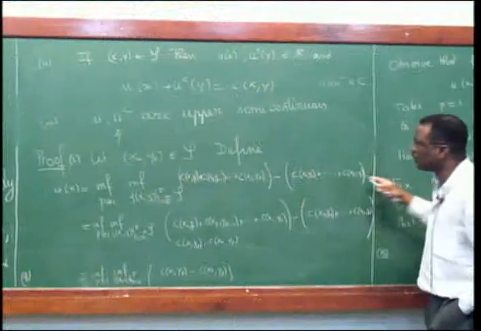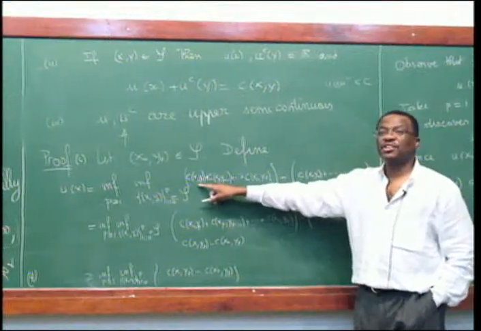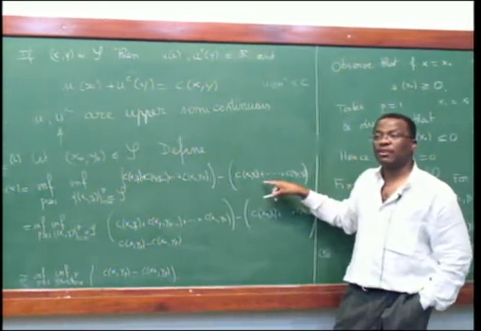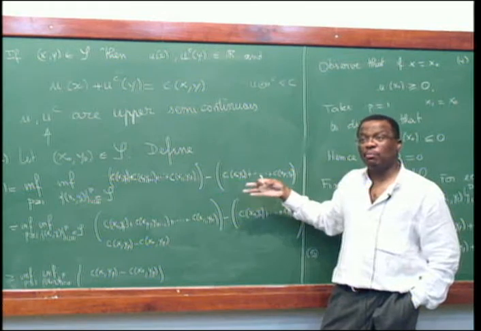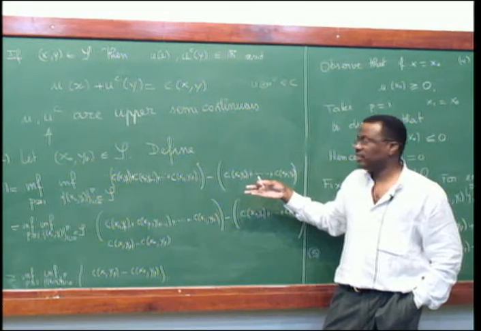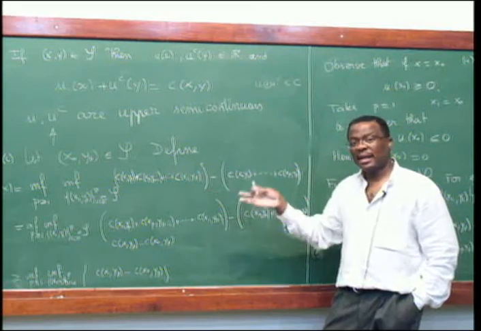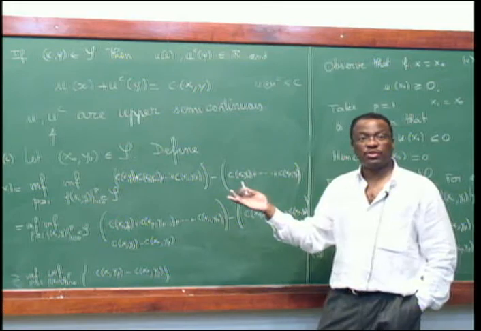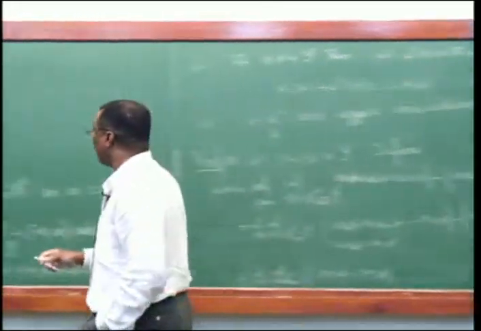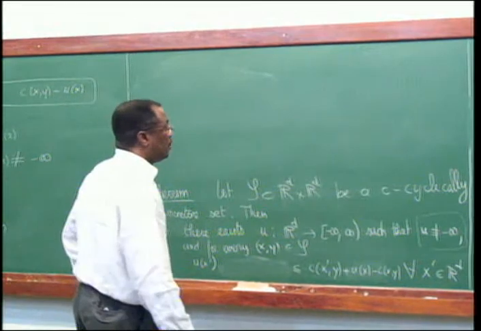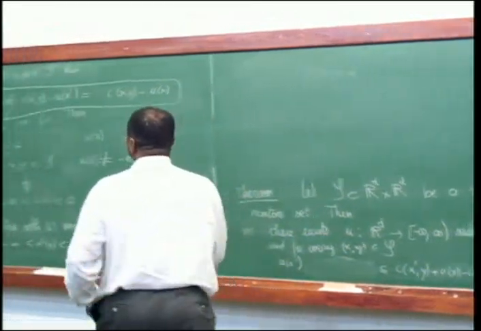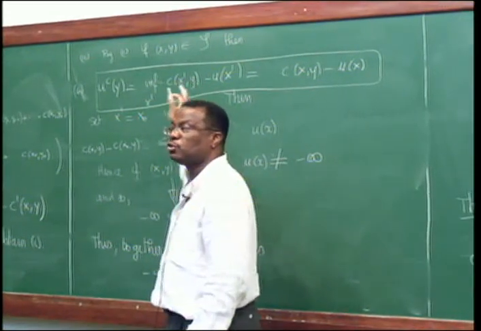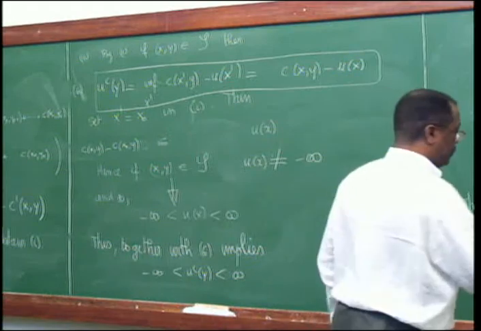So if you look at my function here, it depends on x here and nowhere else. Therefore, it is a continuous function of x, which means it is upper semi-continuous as a function of s, what I am minimizing. If you minimize an upper semi-continuous function, you get an upper semi-continuous function, and so u is upper semi-continuous. By definition, u^c is an infimum of upper semi-continuous functions. Therefore, u^c is upper semi-continuous.